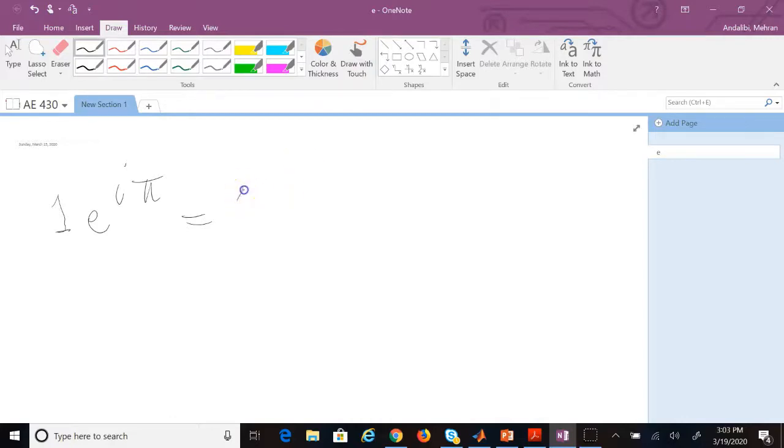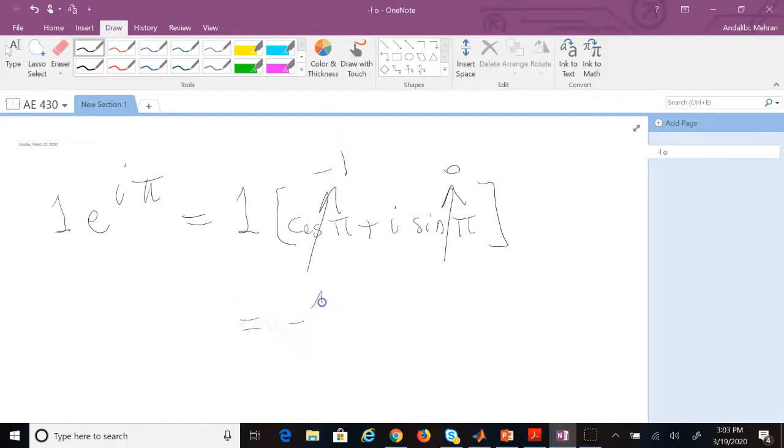So according to the Euler formula, this is 1 times what? Yes, e to the i theta in general is what? It is cosine of theta plus i times sine of theta, so it's cosine pi plus i times sine of pi, right? And we know sine of pi is 0 and cosine of pi is -1, so the whole thing is going to be -1.